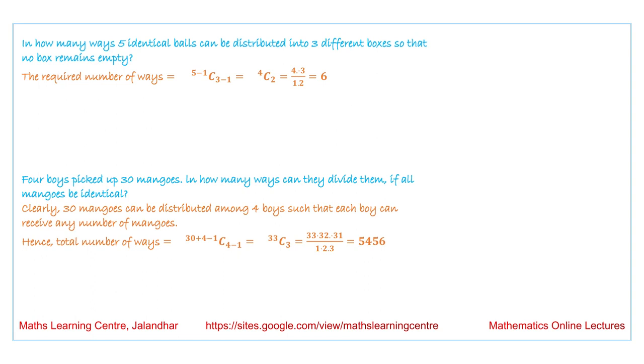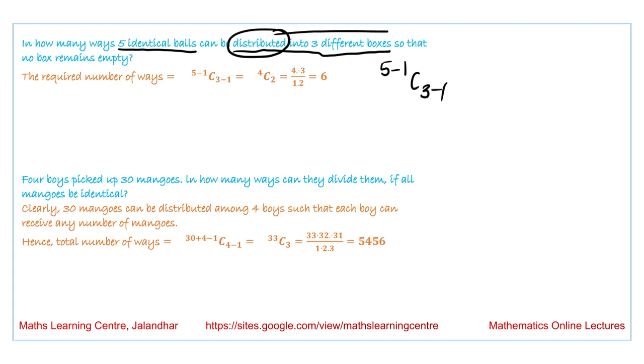Based upon this, the question we have is: in how many ways can 5 identical balls be distributed into 3 different boxes so that no box remains empty? The answer is 5 minus 1 C 3 minus 1, because the word distributed is there. So the answer we obtain is 4C2, that is equal to 6.